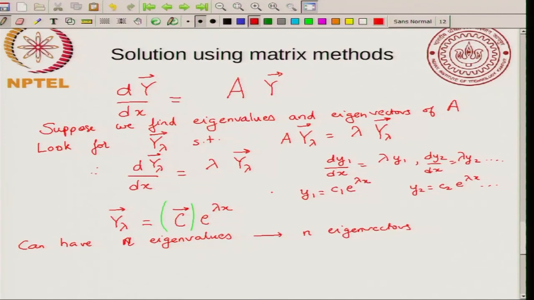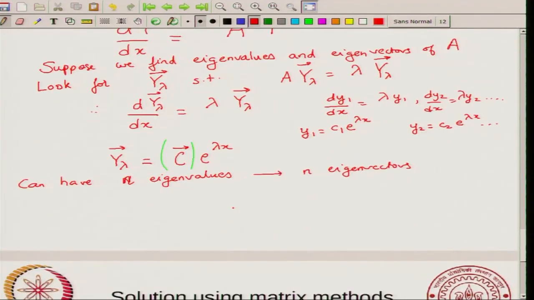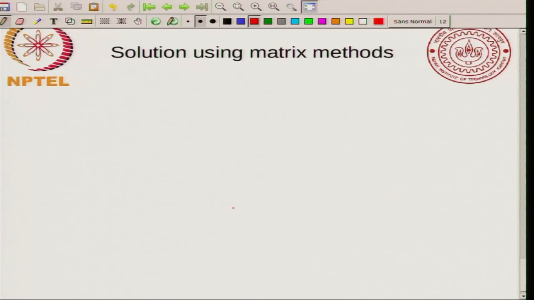So what is the idea of this whole thing? So you start with dy by dx, you write it as A times y, you solve for the eigenvalues and eigenvectors. Okay, once you have solved for the eigenvalues and eigenvectors, then you know that any eigenvalue and eigenvector will have this as a solution. Okay, so the solution can be written as some constant times e to the lambda x. Okay, that would be a solution of this differential equation. Okay, and so if you know the eigenvalues, you can solve the differential equation using these matrix methods. Okay, so what is the strategy? You have dy by dx equal to A times y.